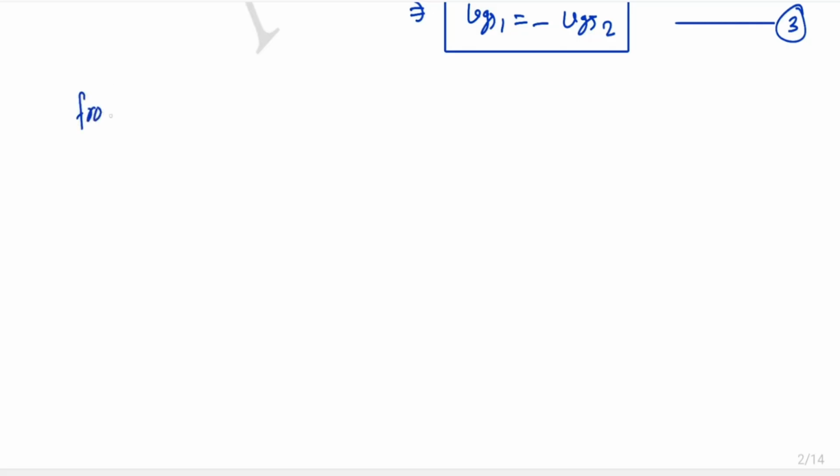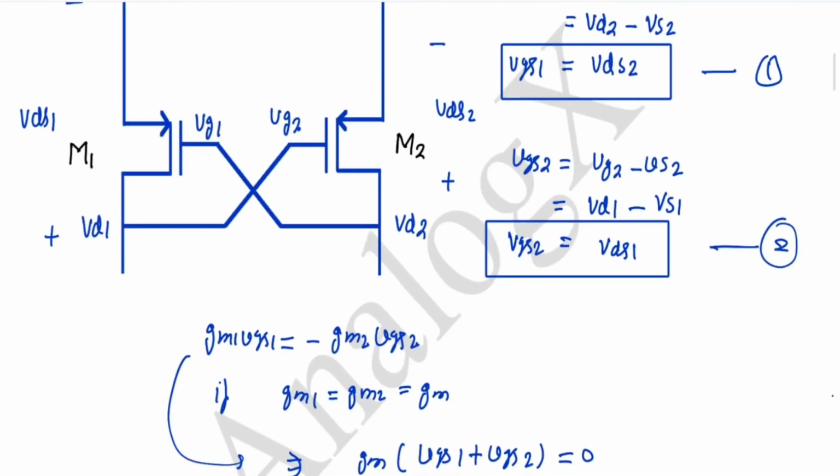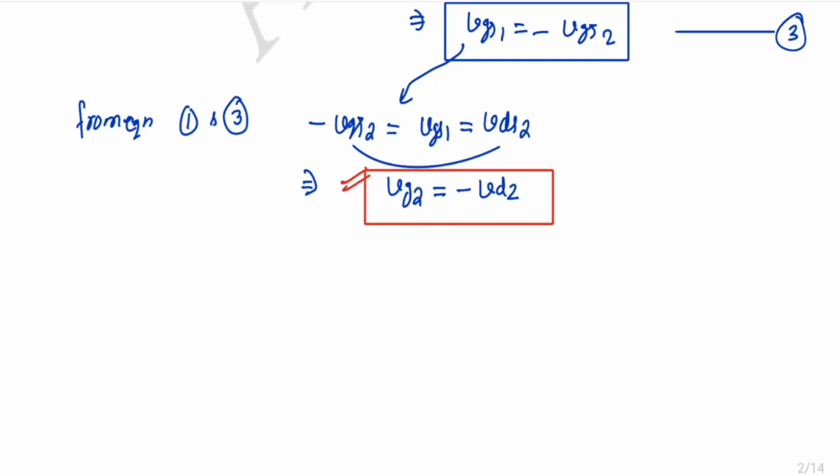Now from equations 1 and 3, minus VGS2 equal to VGS1 equal to VDS2. From 3 we know that VGS1 equal to minus VGS2, so I write the same. This one is VGS1, and from 1 I know that VGS1 equal to VDS2, so I write the same. Now from here, what will be the VG2? If I expand this, the source voltage is on both sides, so that will cancel out. So from here we get VG2 equal to minus of VD2. So this is an important result.